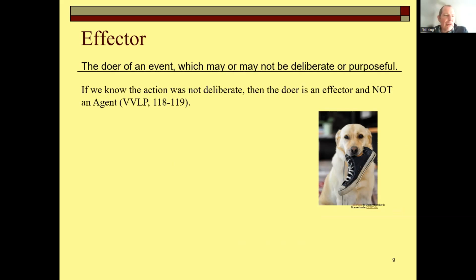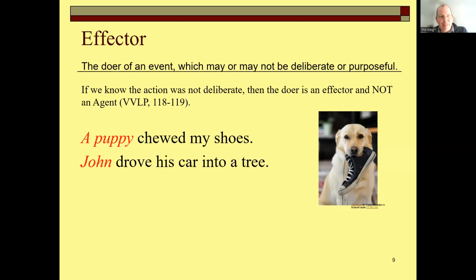A note: if we know that the action wasn't deliberate, specifically we know it was not deliberate, then the doer is an effector and not an agent. So for example, a puppy chewed my shoes. Well, how deliberate was the puppy in doing that? Whether you think he's an effector or an agent in this. Or John drove his car into a tree. Presumably this was accidental rather than deliberate. So he would be an effector rather than an agent.